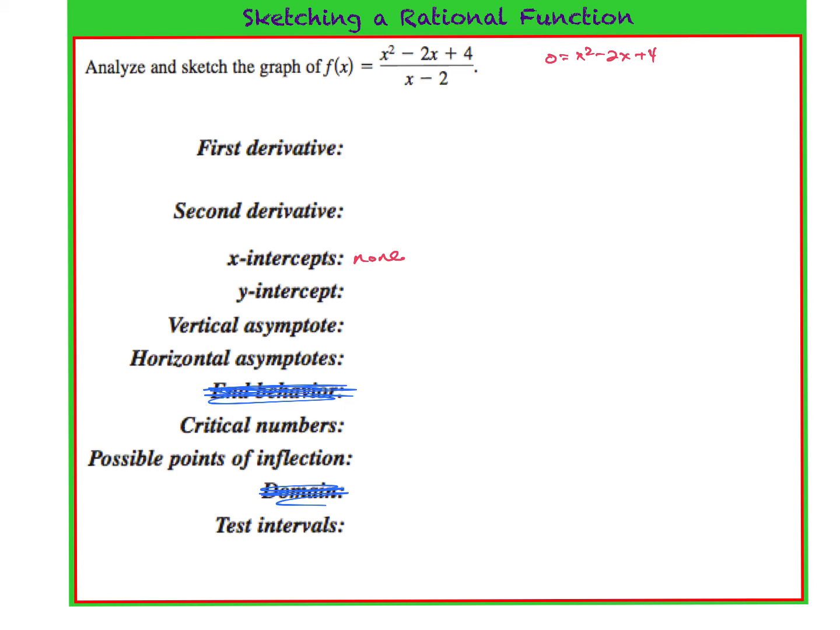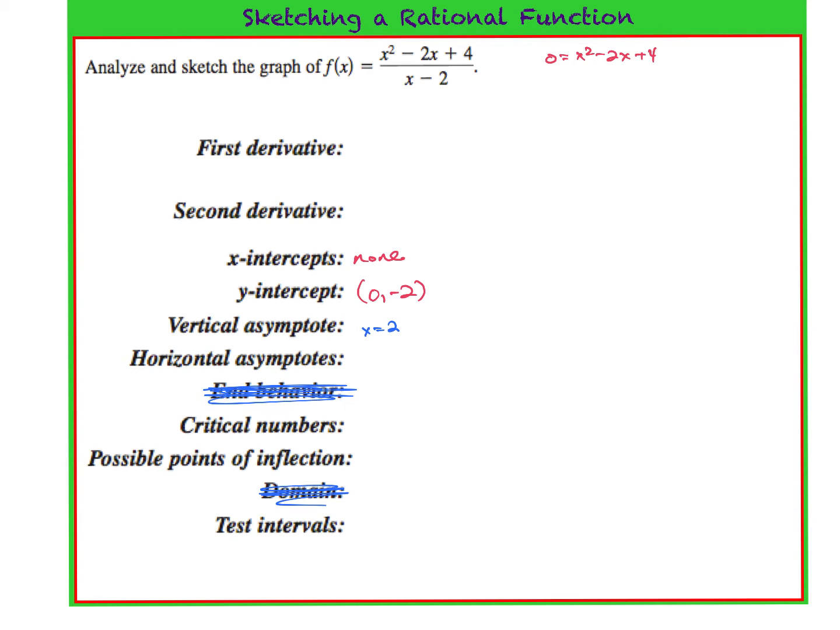Y-intercept, what do we do? We substitute in 0 for x. So what do we get? -2. So we have a y-intercept of (0, -2). A vertical asymptote. When do vertical asymptotes occur again? Number over 0. So what number is going to do that? 2. So I get x equals 2.